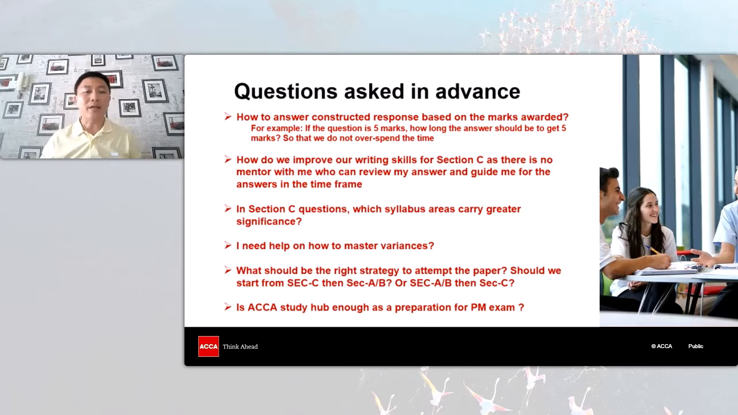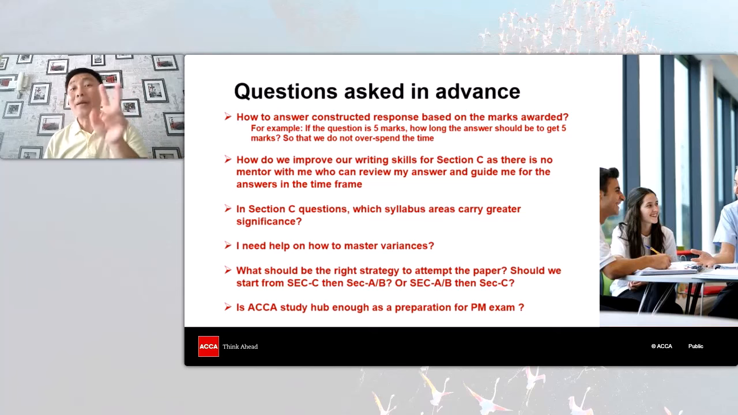Third question. In section C, questions from which syllabus area will carry greater significance? Well, I'm supposing you are asking me what kind of questions you will get in section C. I already have answered the first half. One of the questions is definitely from performance measurement. If you refer to the syllabus booklet of PM, performance measurement falls under syllabus E.